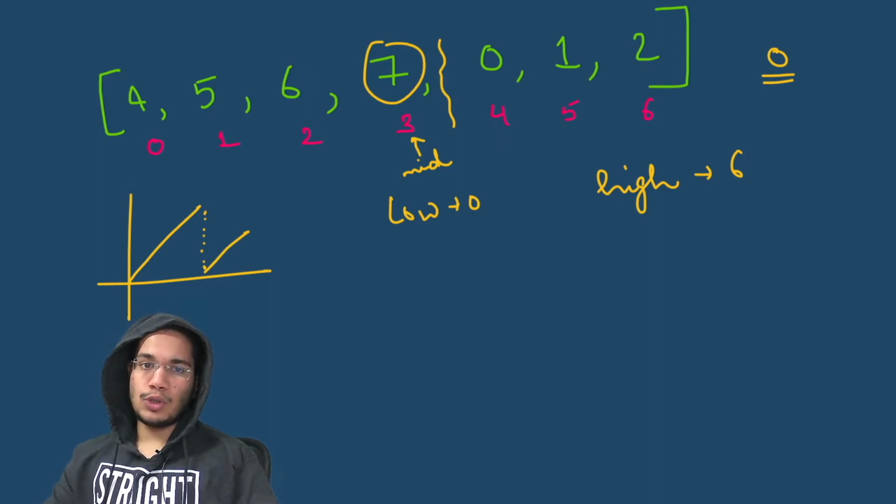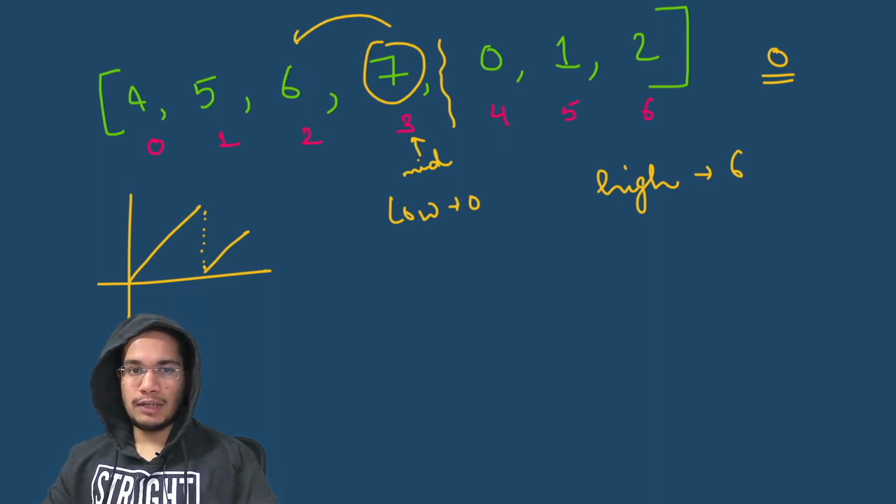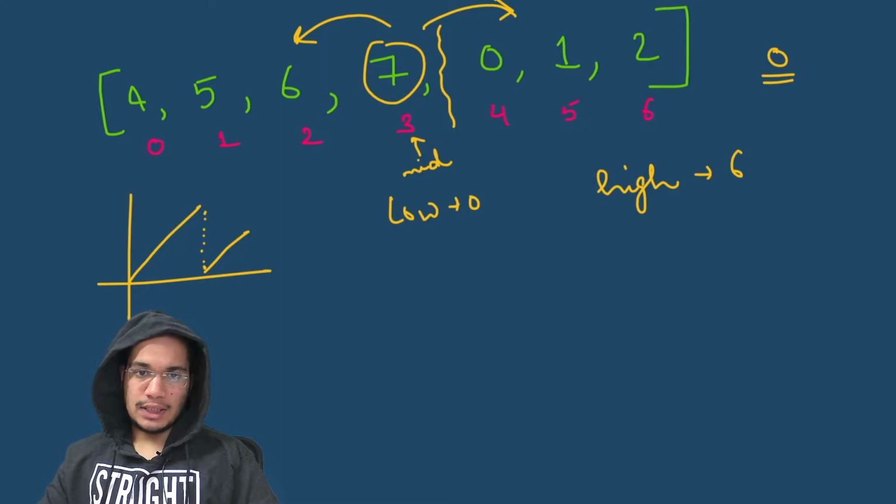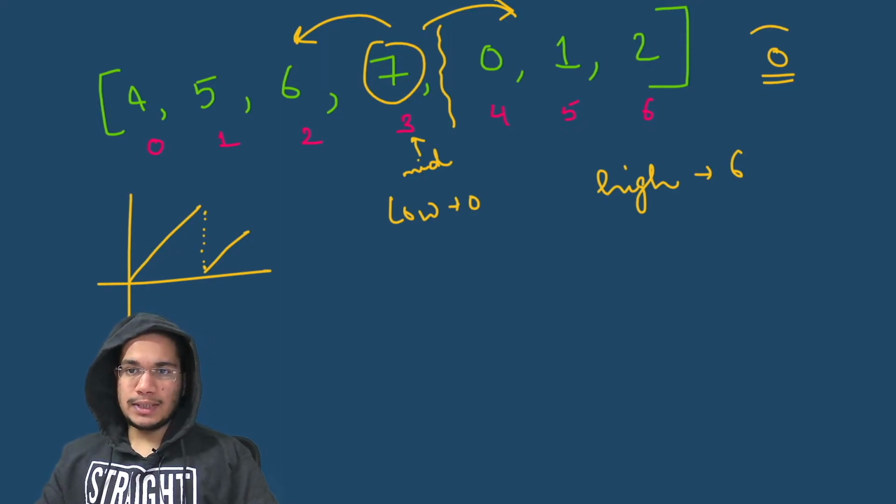Now we need to derive some logic to decide if we want to go to the left half of 7 or the right half of 7. And we'll try to use this property that the array is rotated from this point in order to derive this logic. So what we'll do is, our target value is 0, right?